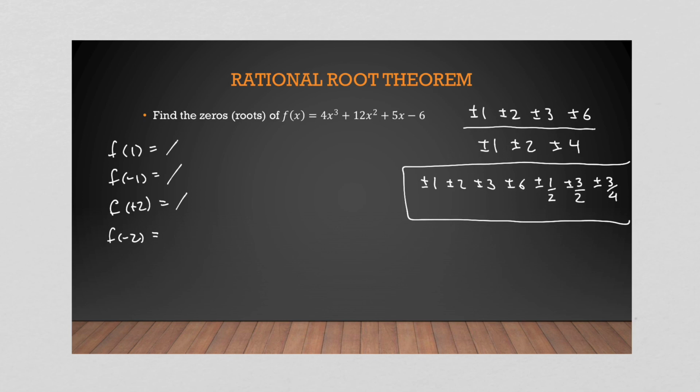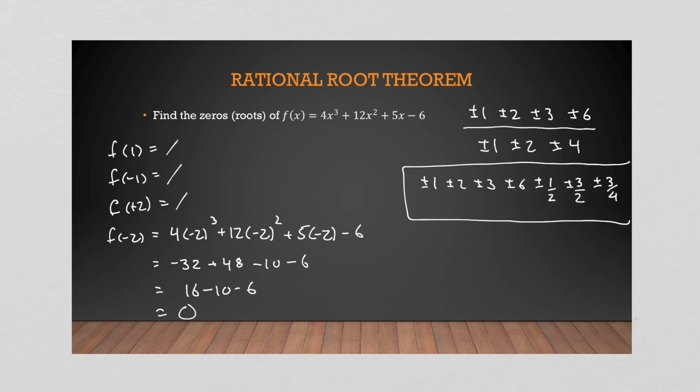Things just require trial. So 4 times negative 2 cubed plus 12 times negative 2 squared plus 5 times negative 2 minus 6. And we get negative 8, so negative 32 plus 48 minus 10 minus 6. So that is positive 16 minus 16. Yes, we get remainder of 0. So we know that x plus 2 is a factor.